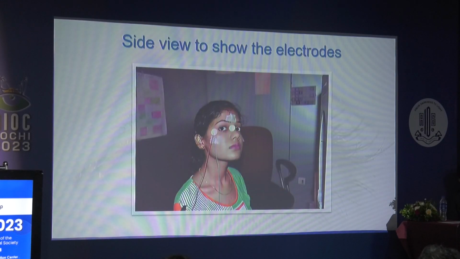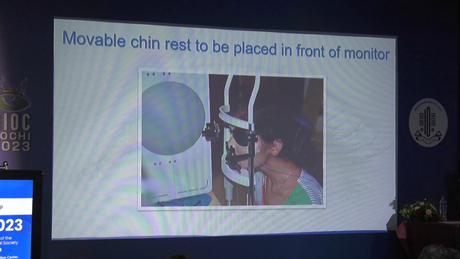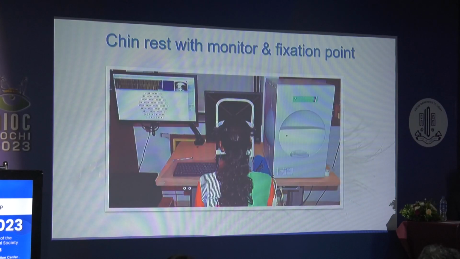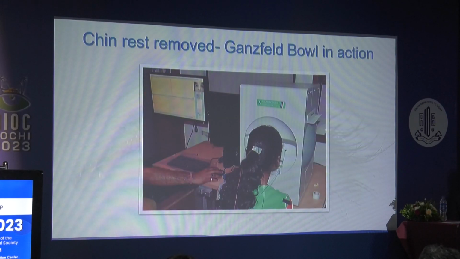Now, this is a side view to show the electrode placement. Here one eye is closed for a multifocal ERG patient. Now, there is a movable chin rest that has to be placed in front of the monitor. The patient has to be well adjusted to it. Then the chin rest with the monitor is fixed, the fixation point is noted and the test is started. The monitor displays the random pattern of a multifocal ERG. Then the chin rest is removed and the Ganzfeld bowl is now in action.